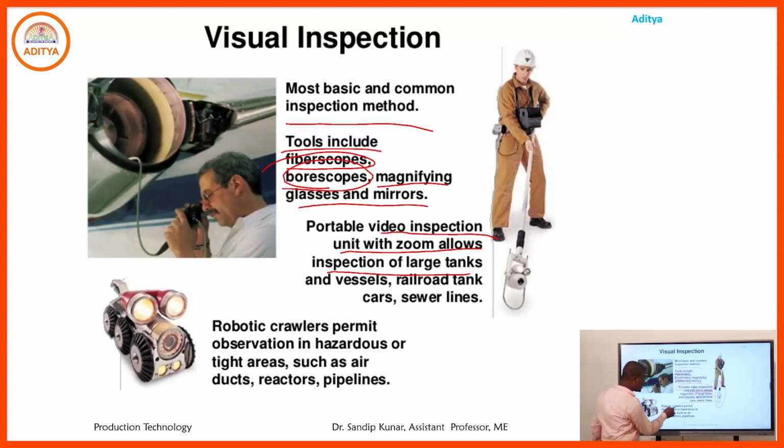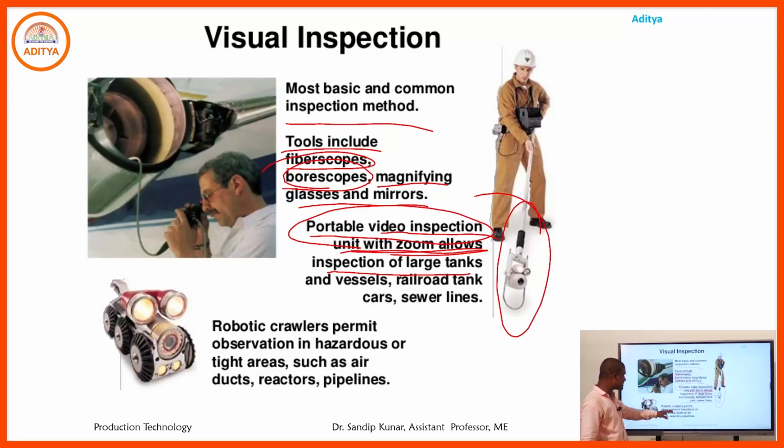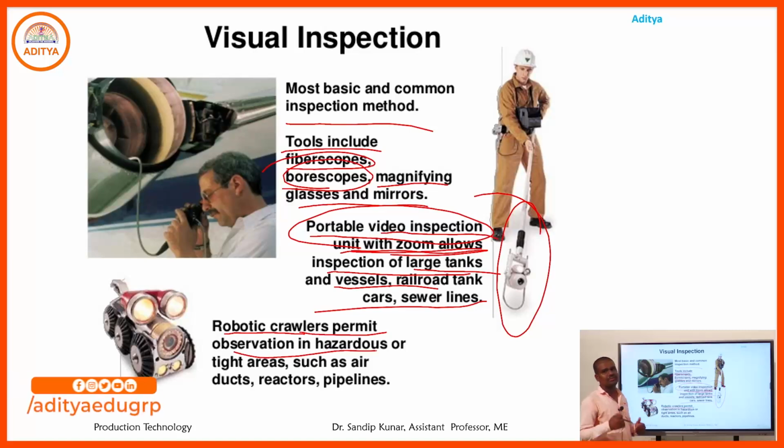Sometimes robotic crawlers also permit observation in hazardous or tight areas such as air ducts, reactors and pipelines. In those cases we use robotic crawlers. So different inspection devices are there, and using those devices we carry out the visual inspection method. On that basis we decide whether the weld joint is good or bad.